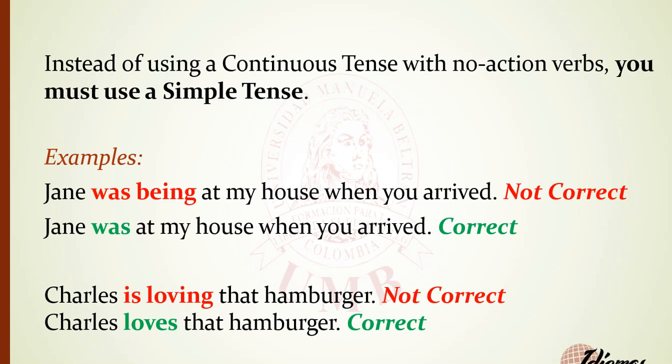The second one, "Charlie is loving that hamburger." That is incorrect. This is a non-action verb because it's something that you cannot visualize. So in that case, "Charlie loves that hamburger." That is the correct form of this verb because it's a state verb.